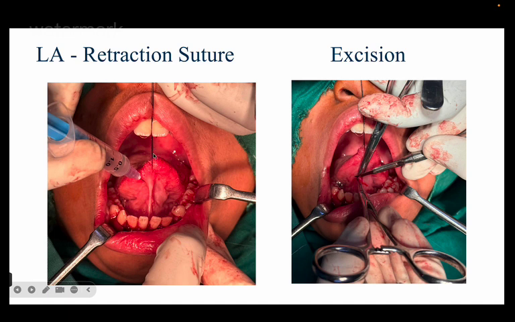After that we made a retraction suture, which was placed over the tip of the tongue for raising the tongue out. Okay, and then we can see the frenal attachment clearly. So the frenal attachment is to the tip of the tongue and to the incisal tip, in between the incisal tip, that is then the gingival aspect.